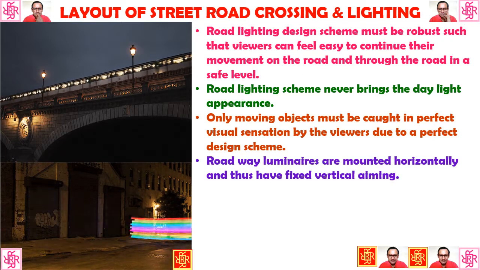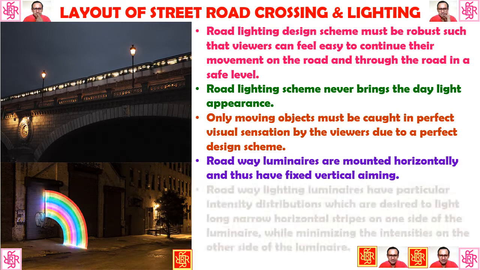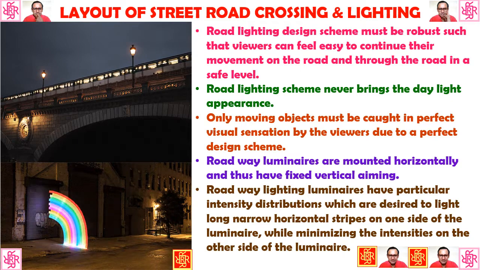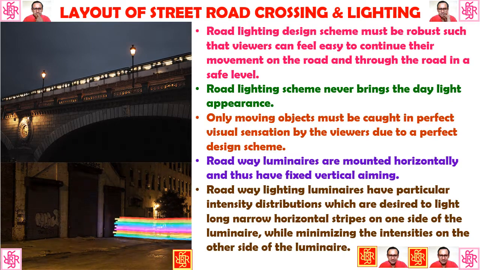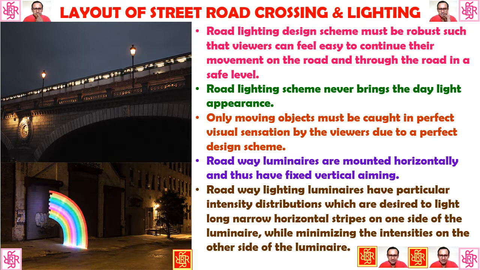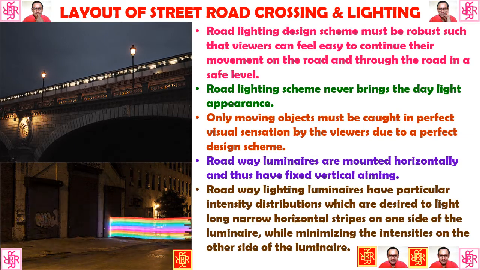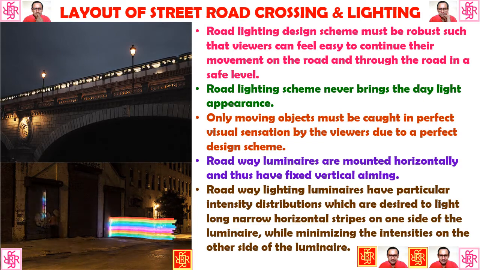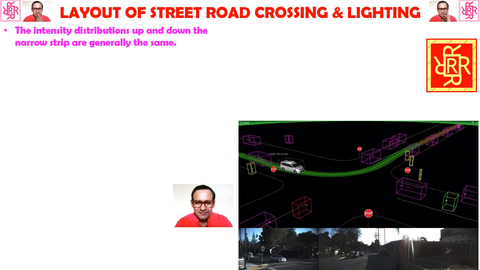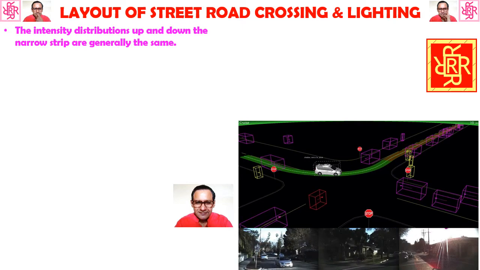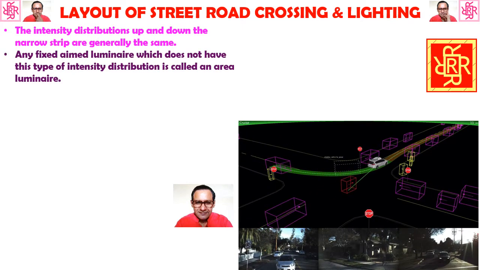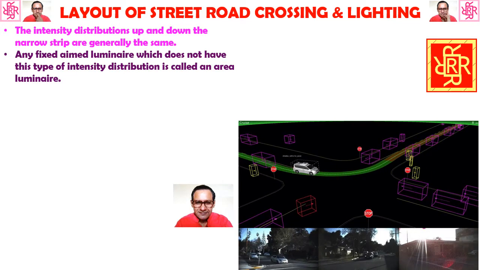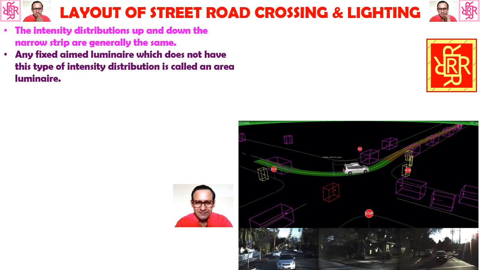The roadway luminaires are mounted horizontally and thus have fixed vertical aiming. Roadway lighting luminaires have particular intensity distributions which are desired to light long, narrow horizontal strips on one side of the luminaire while minimizing the intensities on the other side of the luminaire. The intensity distribution up and down and the narrow strip are generally the same. Any fixed aim luminaire which does not have this type of intensity distribution is called an area luminaire.